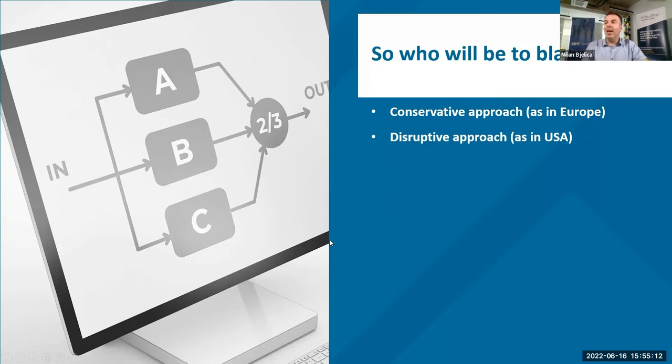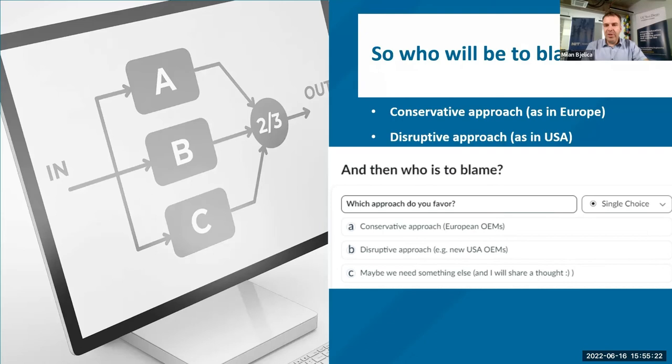So what do you believe? I will now ask you, this is not a quiz question, but it's interesting. Who is to blame here? So which approach is something that you would rather take? Is this the conservative approach like in Europe? Is it the disruptive approach? Or the third option? Maybe we need something else.